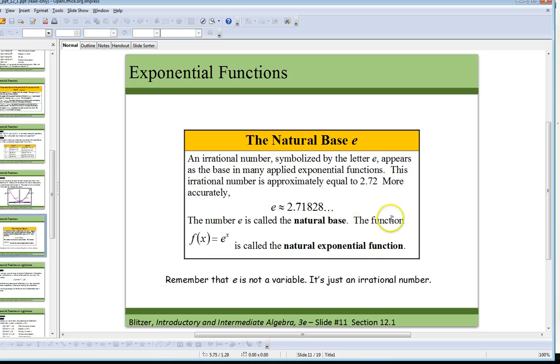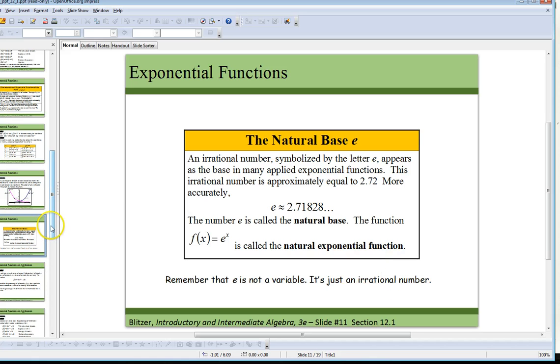And so here we have this approximately, and it's irrational, so the number just keeps going in the decimals, right? e is called the natural base, and the function f of x equals e to the x is the natural exponential function. And there is a button on your calculator for e to the something, right? So try to find that and experiment with it a little bit. Remember, e is not a variable, it's just an irrational number.